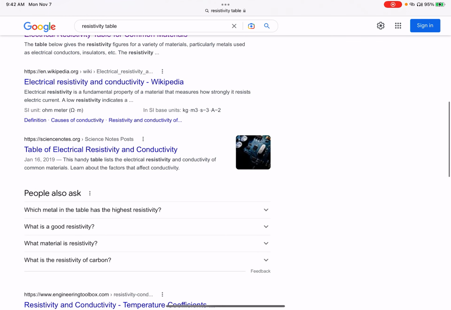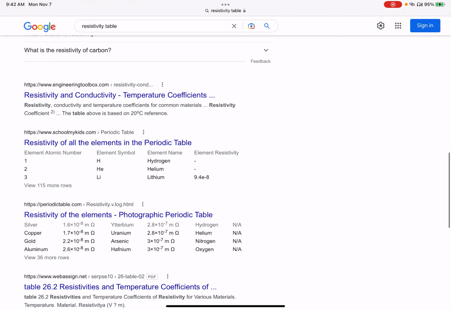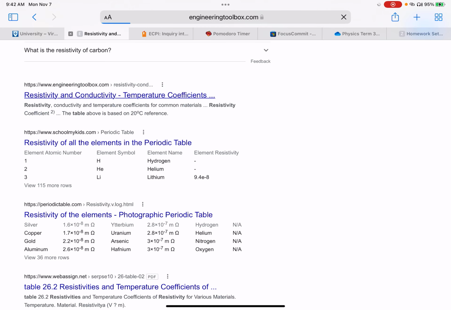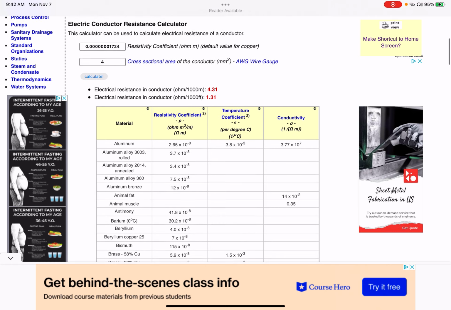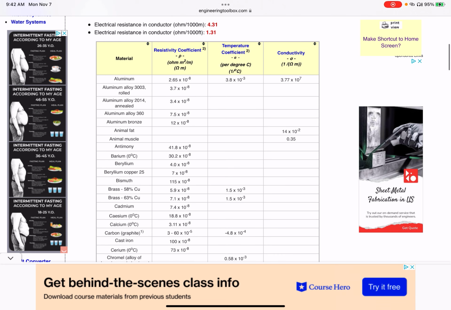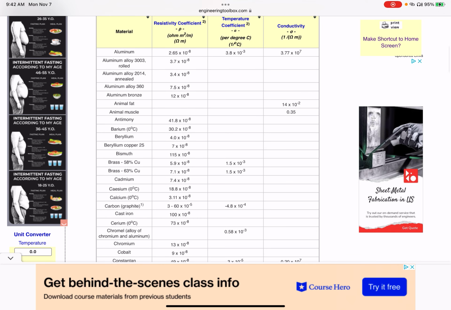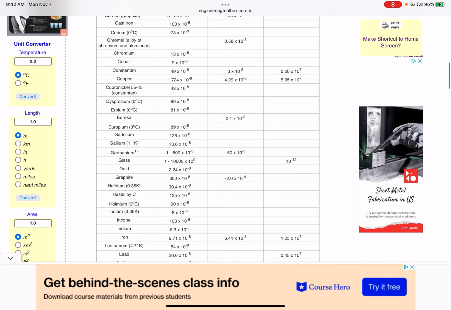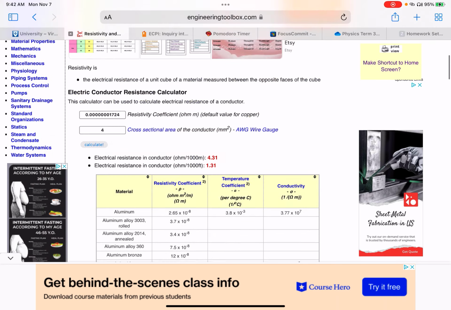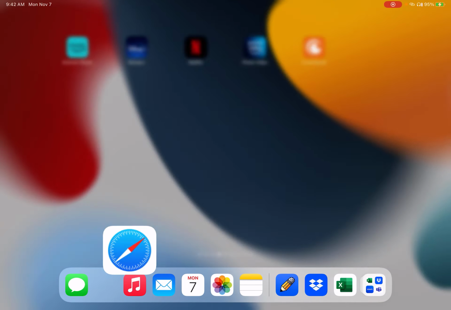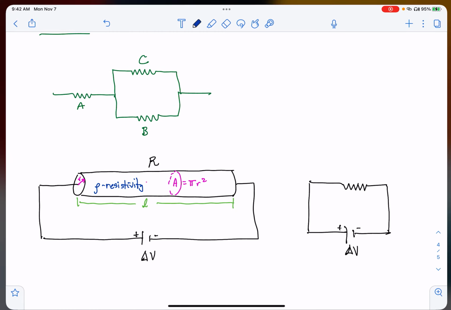Of course, you can go to Wikipedia. You can go to other locations here. There's the Engineering Toolbox, which I often refer to. It gives you the resistivity coefficient as well as conductivity, where conductivity is just the inverse of resistivity. So you'll see all of that information. You can see that the table is much more extensive here. Let me go back to this.